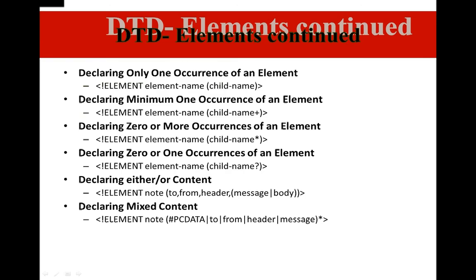And finally, we have to discuss either-or content and mixed content. Either-or content. If you see this example, note has the children to, from, header, and of course one more child exists. It could be either message or it could be body.